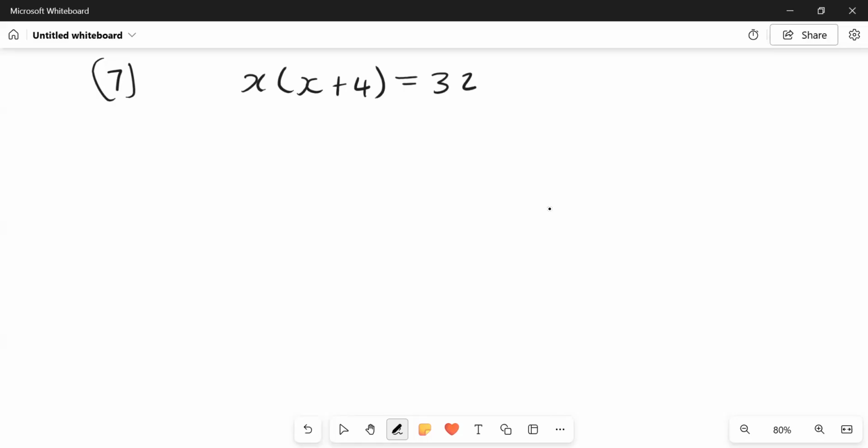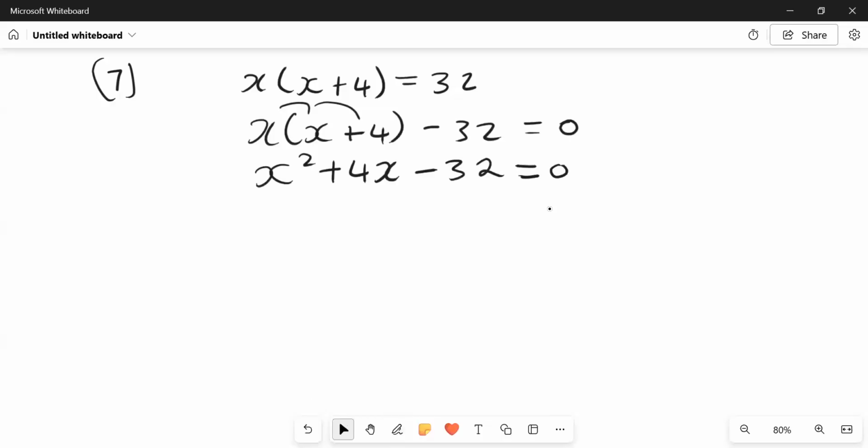Now distribute. This is x squared plus 4x. The reason I'm doing that, I'm trying to get rid of the bracket so that I can have a standard trinomial or a standard quadratic equation. From there, factorize. So you have your x there and your x. And then this is 8 and 4 plus and minus.